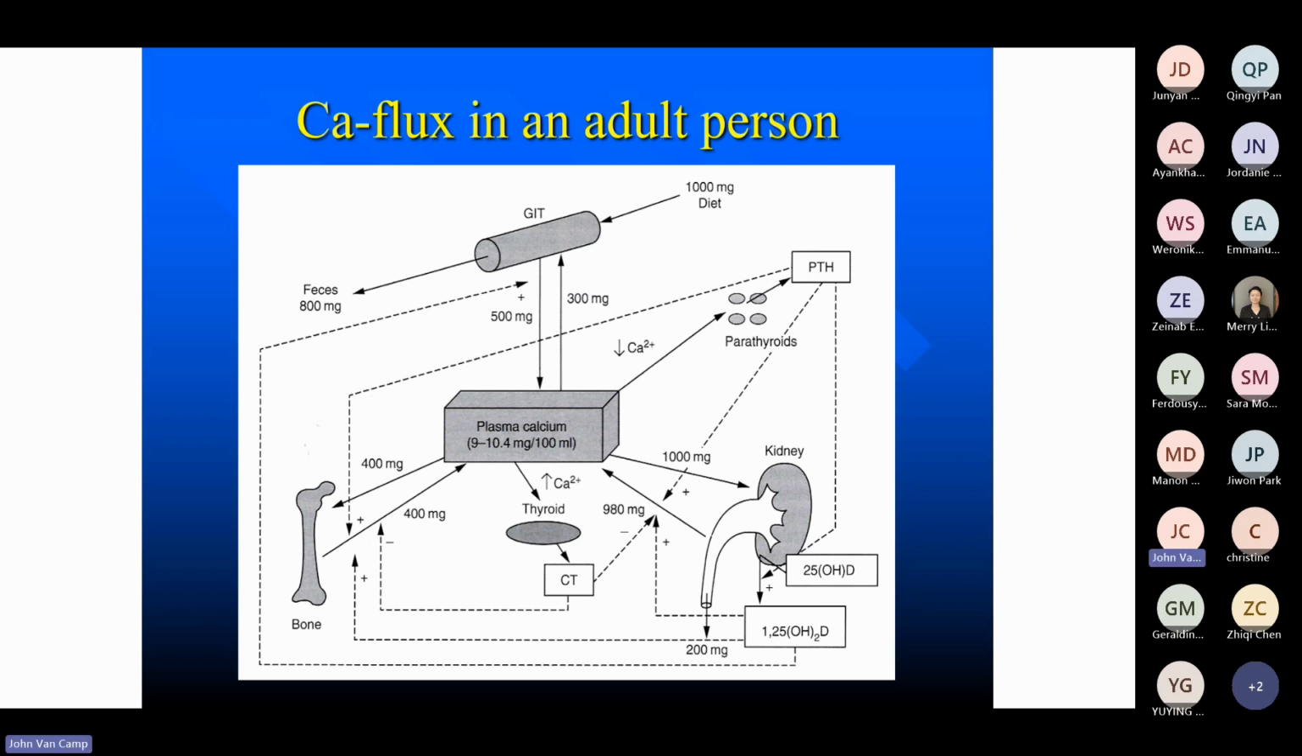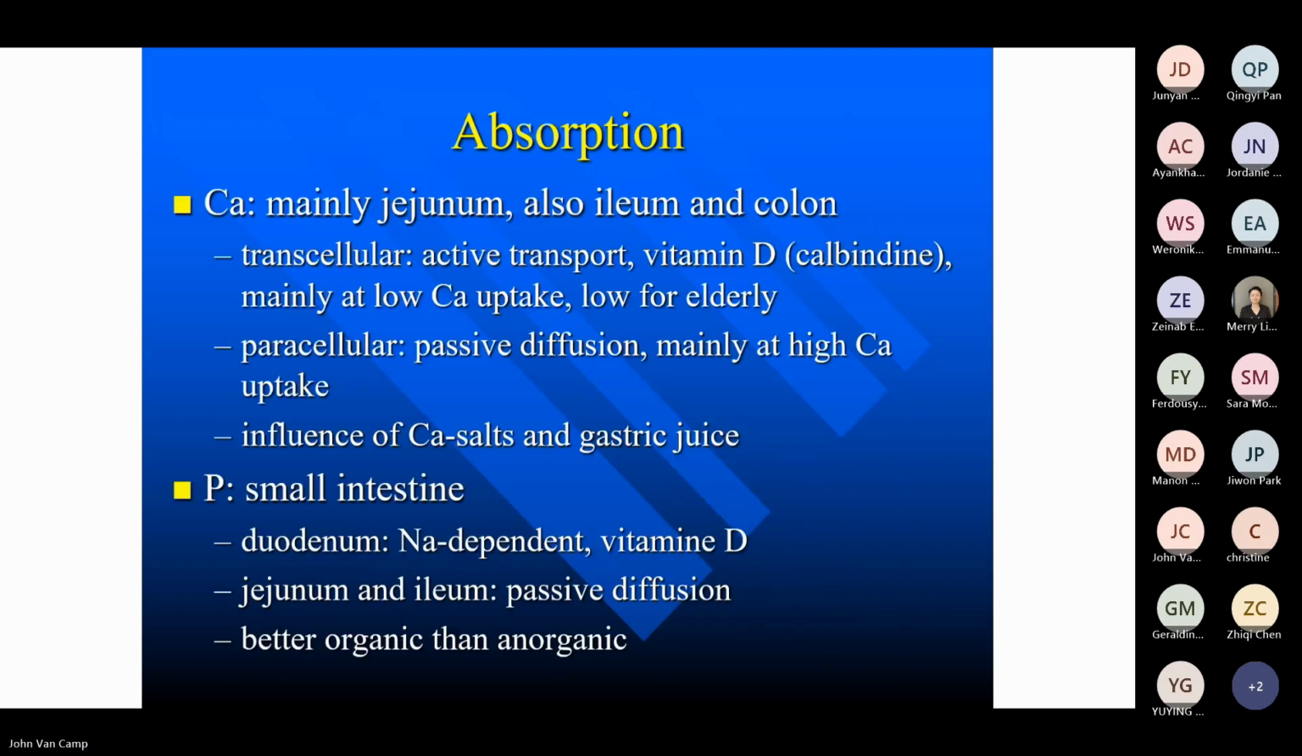So please remember, calcemia is not a measure for the calcium status in humans. The absorption is mainly done in the intestine, jejunum, ileum, and colon. It can be done by active transport, which is mainly done with vitamin D. I just explained that to you. Vitamin D will produce a protein which is called calbindine, and this is the transporting protein for calcium in the intestine. So vitamin D is the responsible cofactor for the synthesis of calbindine.